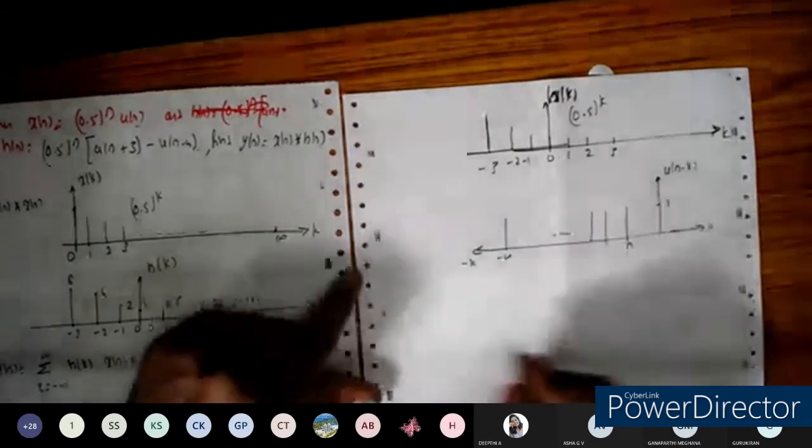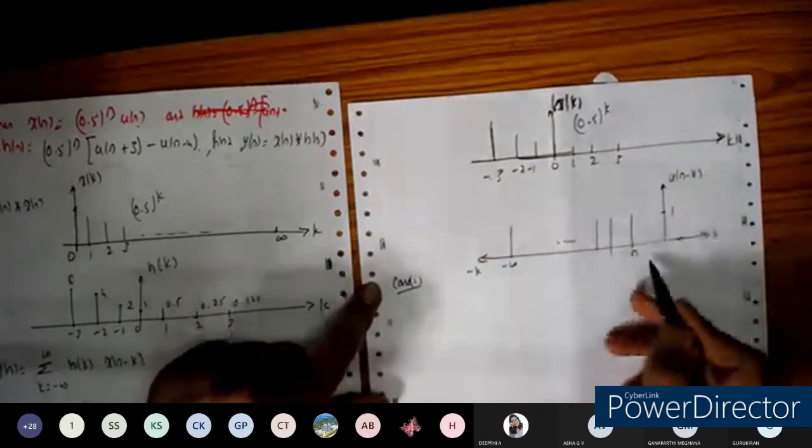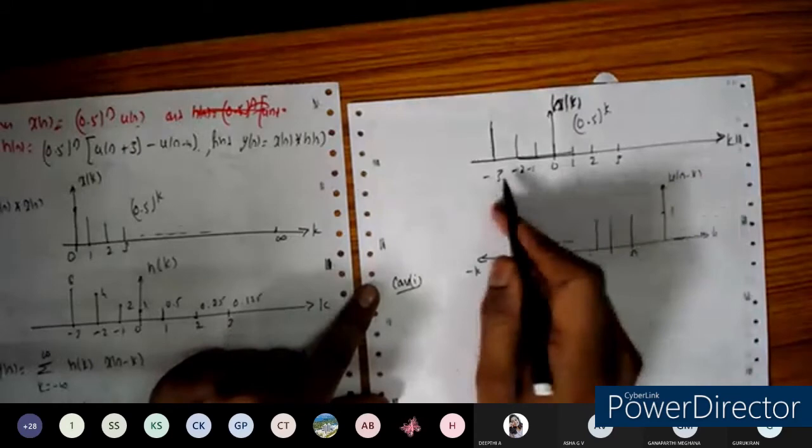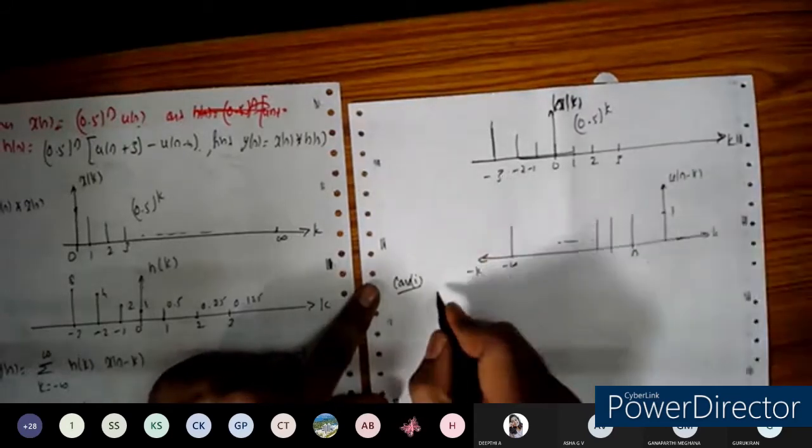Done, right? Now we are going to take case 1 here. Case 1 will be the value of n less than minus 3. So there is no overlapping of the waveforms here. The value of n is less than minus 3, so there is no overlapping of the waveform.